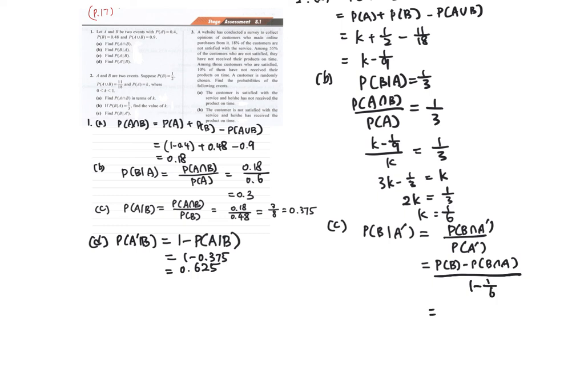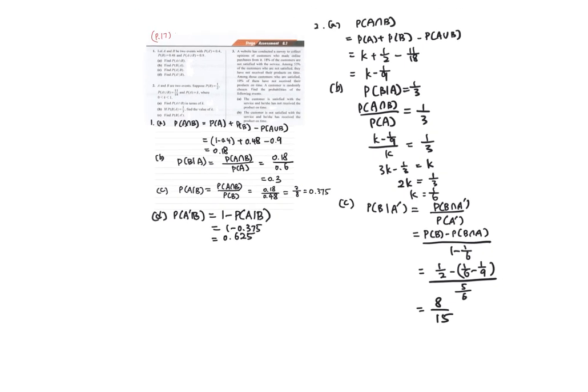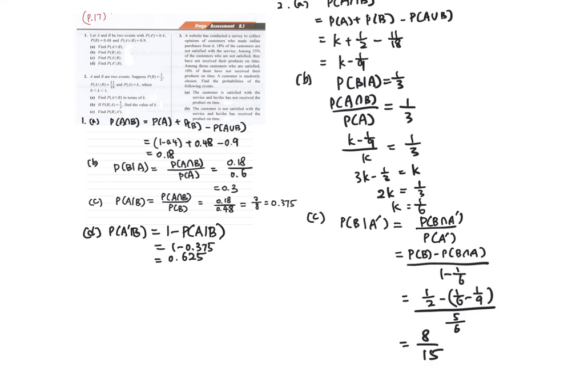In this case, the numerator is 1 over 2 minus K minus 1 over 9, so this is 1 over 6 minus 1 over 9. Then you can find the result, and then 5 over 6. So therefore, the result is 8 over 15. So this is question number 2.